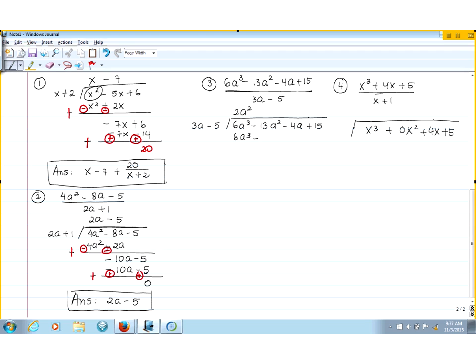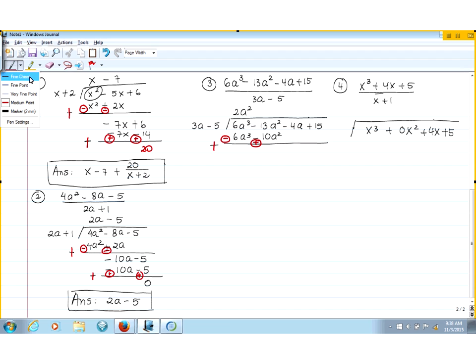6a cubed minus 10a squared, right? And then I'm supposed to subtract. So this is my original, and I'm supposed to subtract. But instead of subtracting, what are we going to do? You add. So when I add, make sure you write a circle next to your new sign. So you think, oh, this is my new sign. Otherwise, you get confused. We all get confused.